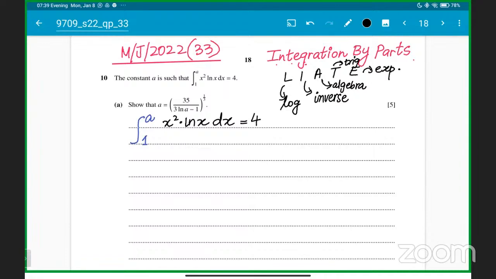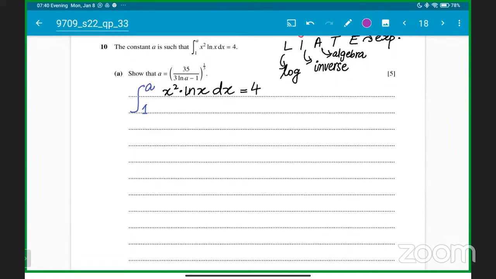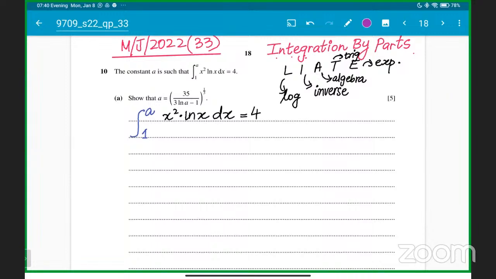Okay, so what we need to understand, students, is the formula for integration by parts. We have to prove this, and we will definitely do it, but before this we need to understand what the formula is. The formula is uv minus integral of v times du. Okay, understood? uv minus integral of v times du. That's what we have to do here. Everyone got it? Any questions?